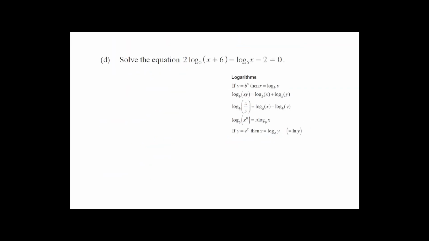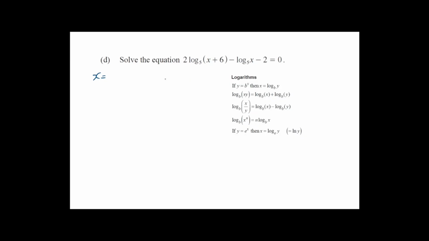Moving on, so this one would definitely be a merit question, probably high merit. So we're told to solve the equation 2 log base 5 of (x + 6) minus log base 5 of (x - 2) equals 0. And here are the log equations that you're given. So a real rule of thumb when you have these log ones and you're asked to solve, i.e. you want to have x equals some number at the end of it, get rid of the logs first.